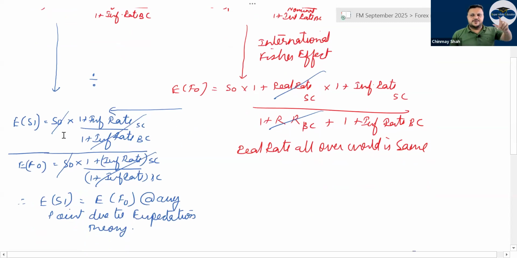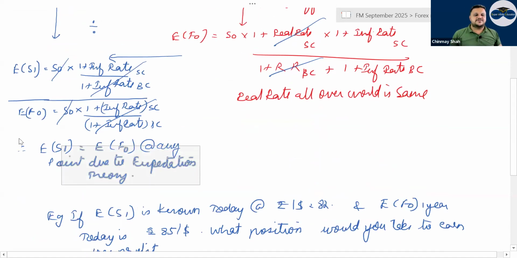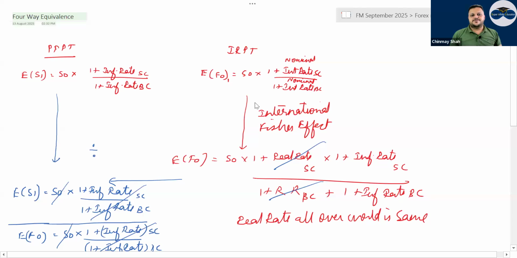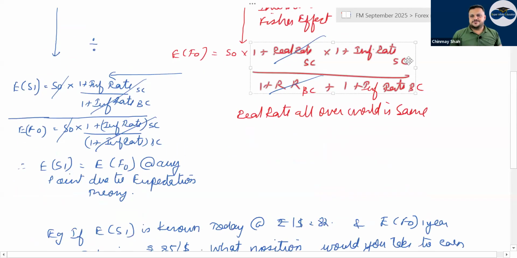Either way it is the same. If you divide both of them, then it will come that ES1 is equal to EF0. This is called the expectation theory: in the future, ES1 will be equal to EF0 after 1 year. And then you have your Fisher effect here, which helps you negate this into the four-way equivalence theory.